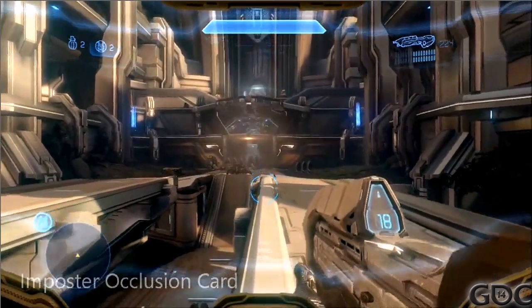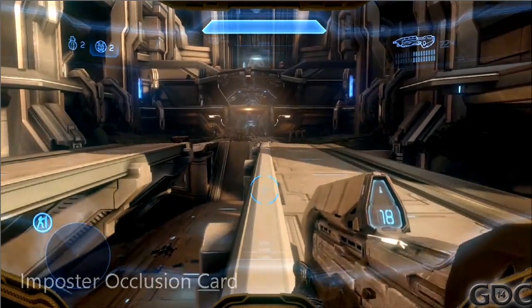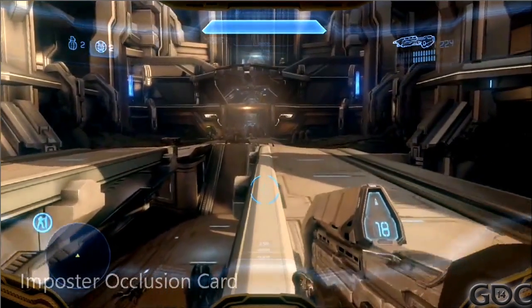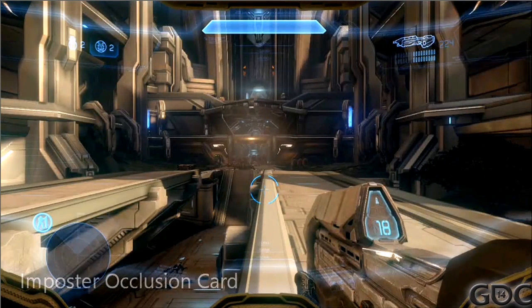So what we did was we created what I call an imposter occlusion card in this space where we took a screenshot, similar to what we did with the proxy geo, of the interior of that space before we culled it. And then we just use that as a texture map on one of these occlusion cards, and we do a kind of crossfade.